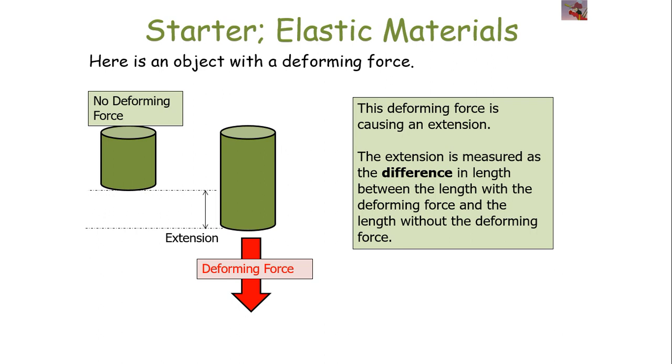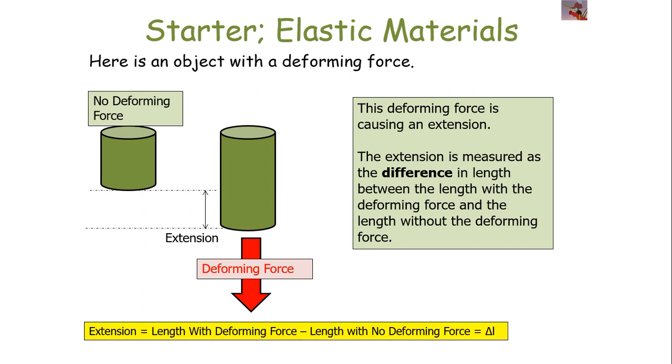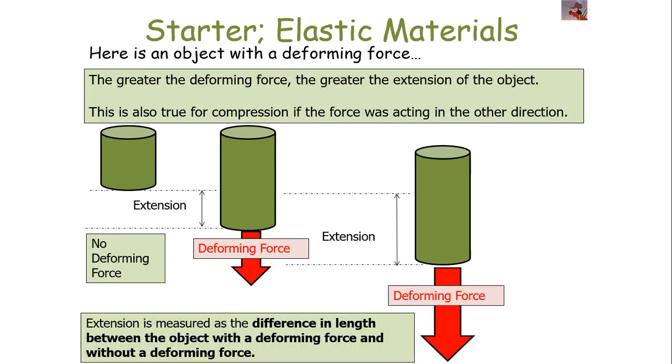Now, a deforming force will always cause an extension if it is a tensile force. Now, the extension is measured as the difference in length between the length with the deforming force and the length without the deforming force. So the extension can be considered as a change in length of material, or triangle, or delta L. Now, so it's the length with the deforming force minus the length with no deforming force. Now, again, like we mentioned before, the greater the deforming force, the greater the extension of the object. It would also be true for compression if the force wasn't acting as an extending or tensile force, but was rather acting as a compressive force.